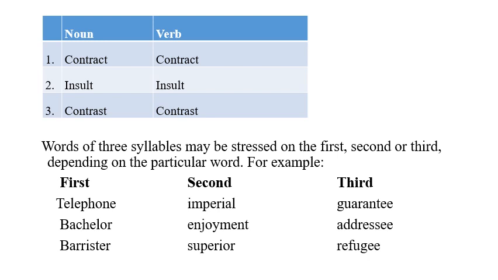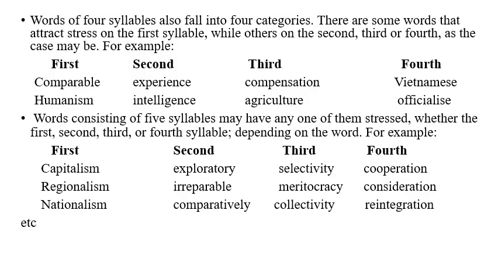Now we have another set of words: guarantee, addressee, refugee. You find out that in these words the third syllable takes the stress. Words of four syllables also fall into four categories. There are some words that have stress on the first, some others on the second, some on the third, and some others on the fourth, as the case may be.